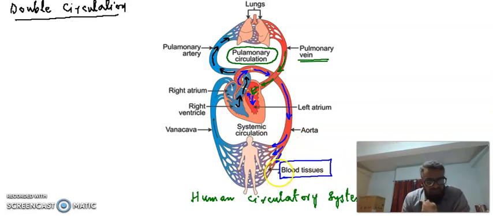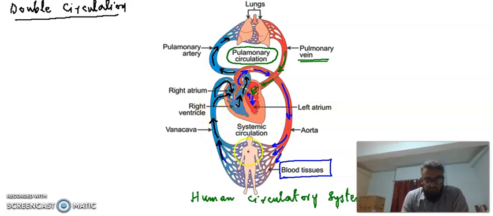Right. It is carried to the body tissues, from where again the deoxygenated blood comes. This deoxygenated blood is transported to the vena cava. There are two vena cava, superior vena cava and inferior vena cava. Superior vena cava brings the deoxygenated blood from upper portion of the body, while inferior vena cava brings the deoxygenated blood from lower body tissues. The vena cava transport the deoxygenated blood into the right auricle again. So the cycle is completed.